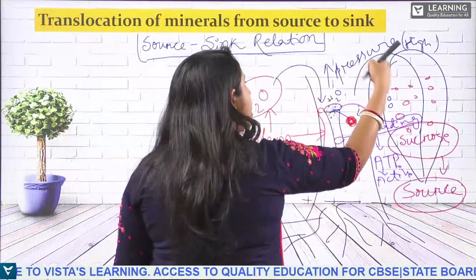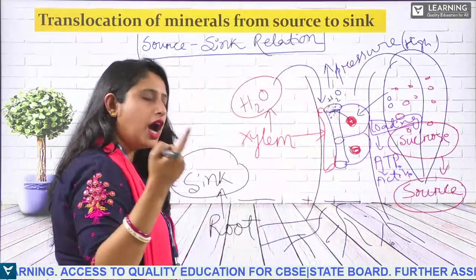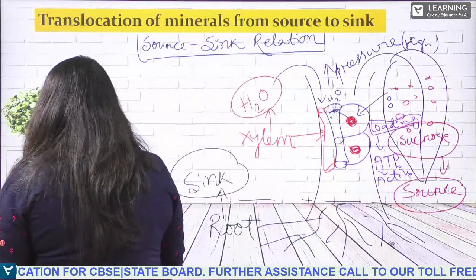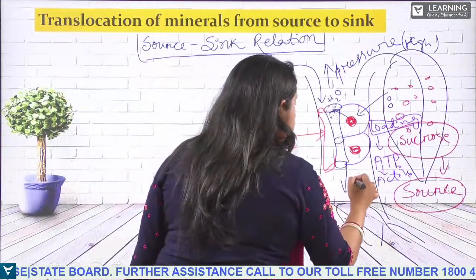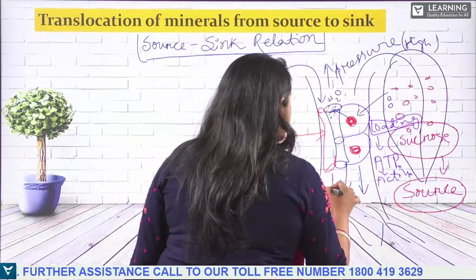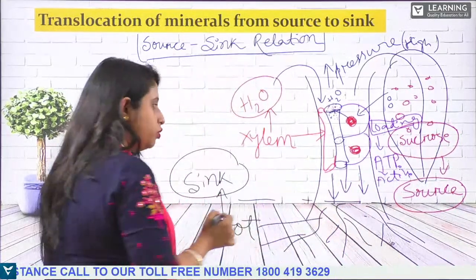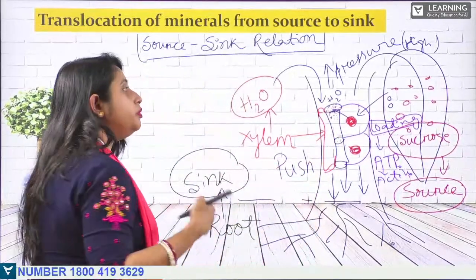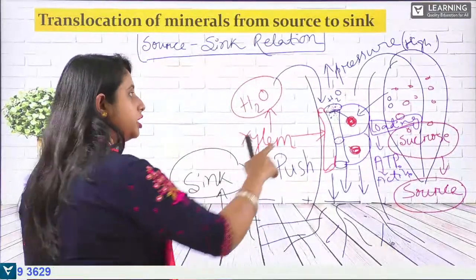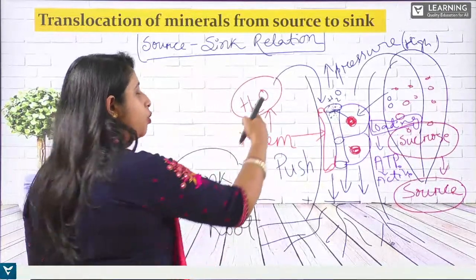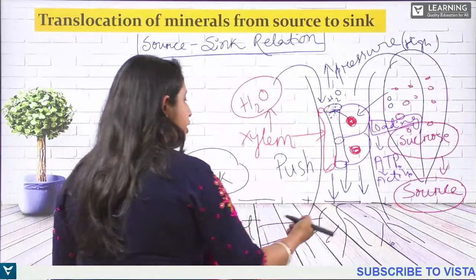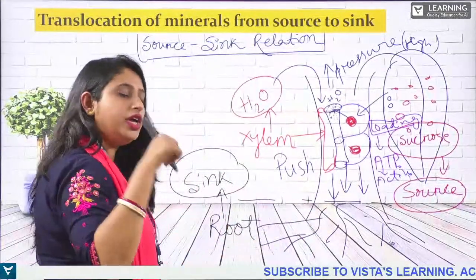Now here high pressure develops. Because of this high pressure, the sucrose is pushed downwards. That is basically the push that happens here. Because high pressure develops as the water molecules also come into the sieve tube, it will move from the high pressure towards the low pressure.